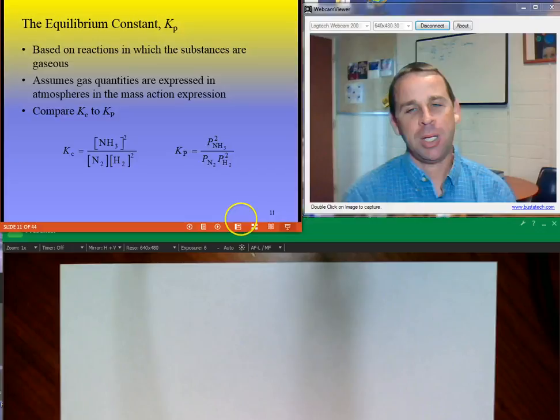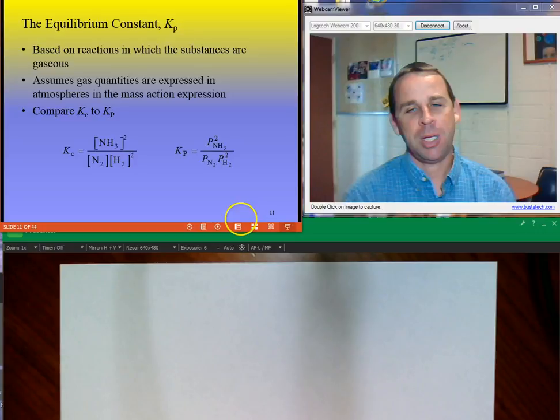And there's an equation to relate the K under concentration molarity and K under pressure. This is an equation that you're not going to have to memorize. It'll be provided for you on your data sheet in an exam. But you need to know how to recognize it and use it.